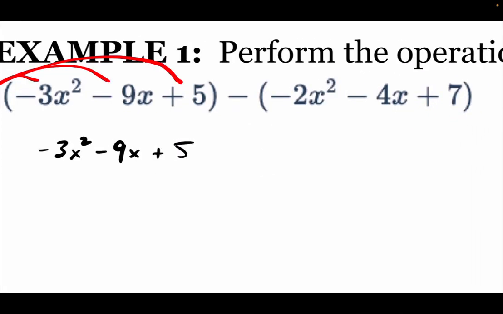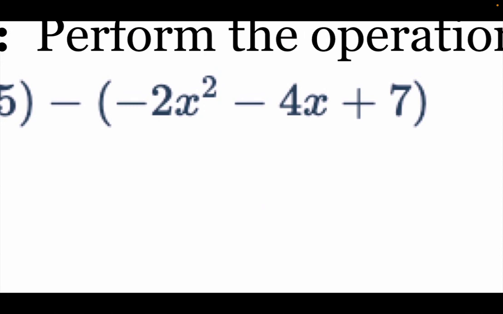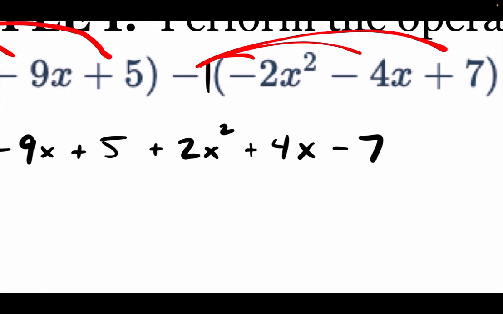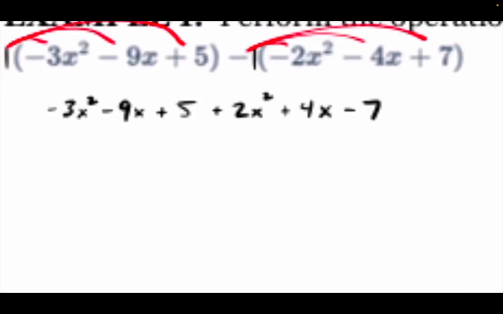How do I get rid of these parentheses? The same way, right? What am I going to distribute here? Negative 1. Not a positive 1. I'm going to distribute a negative 1. So when I distribute a negative 1, that's going to change the sign. Negative 1 times negative 2x squared is positive 2x squared. Negative 1 times negative 4x is positive 4x. Negative 1 times positive 7, negative 7. No more parentheses.